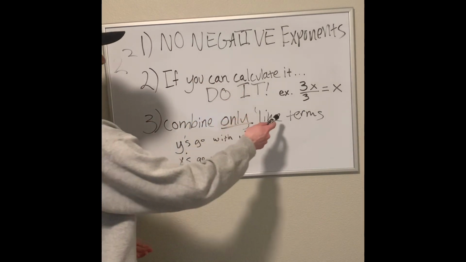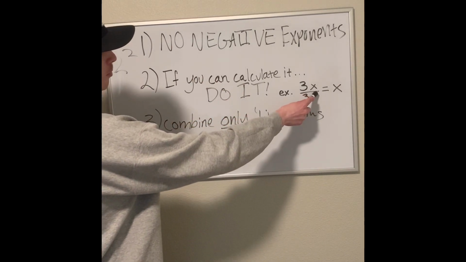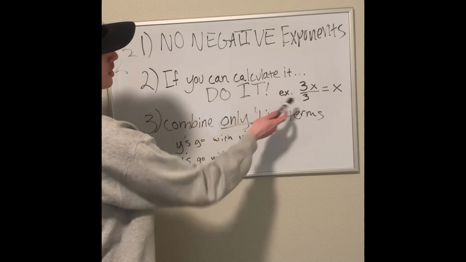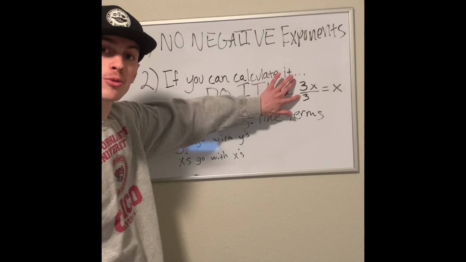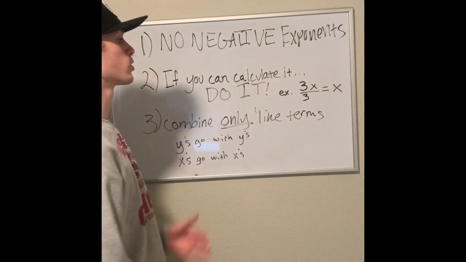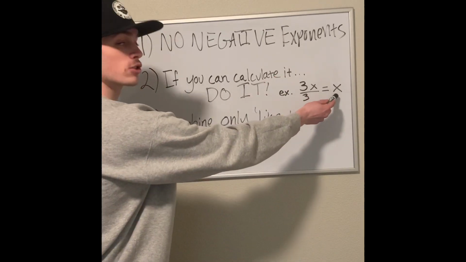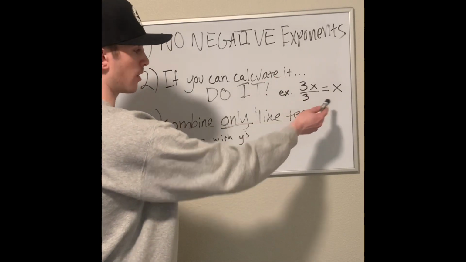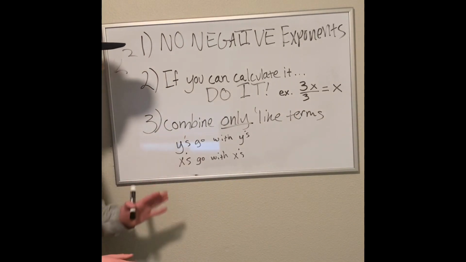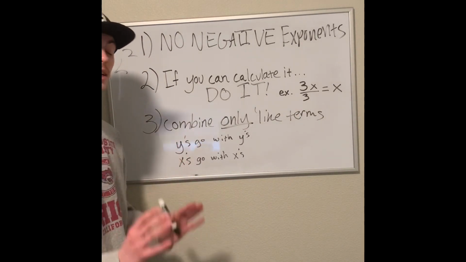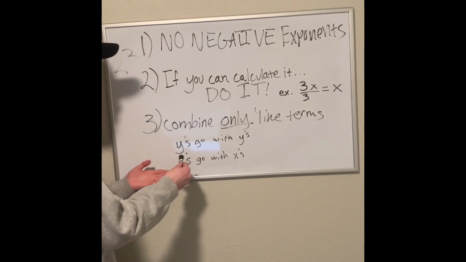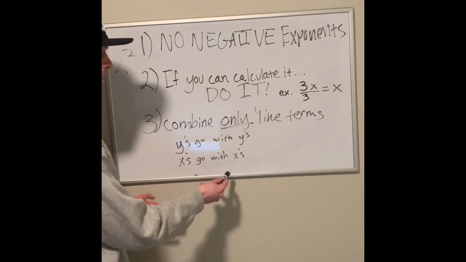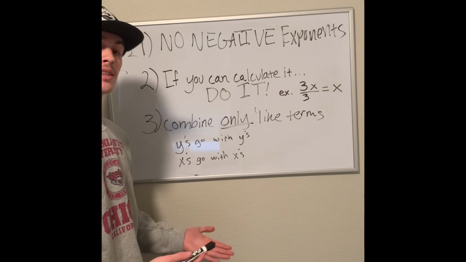Here's an example. So here I have a variable, but then I have 3 over 3. I know what 3 over 3 is. It's 1. So 1 times x is just x. My answer would just be x here. Now, the third rule is combine only like terms, which means y's go with y's and x's go with x's. You'll see what I mean by this later on.